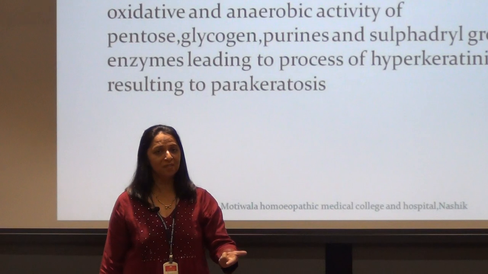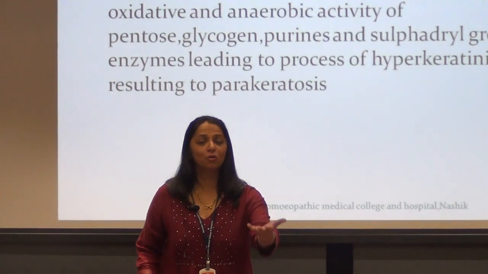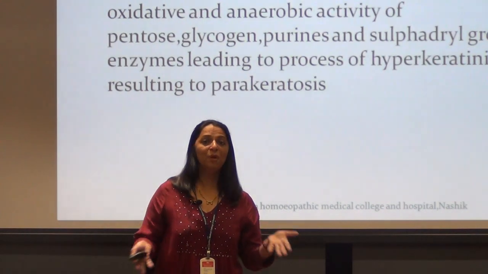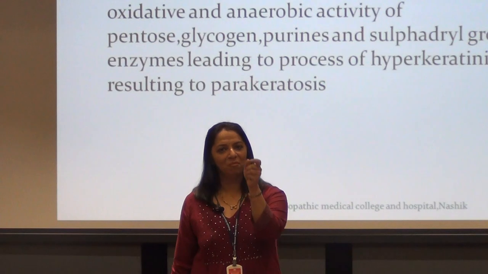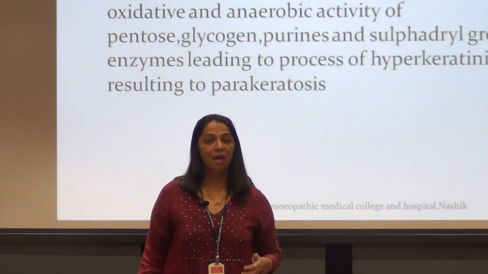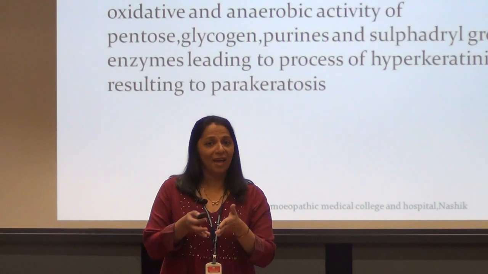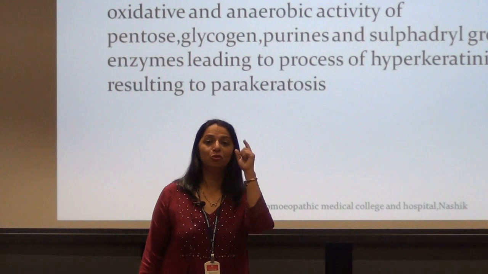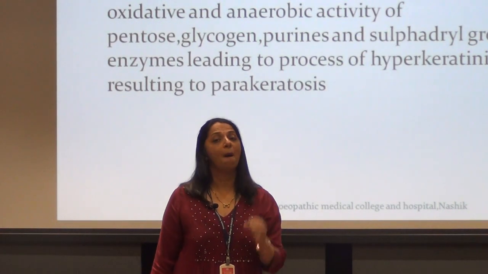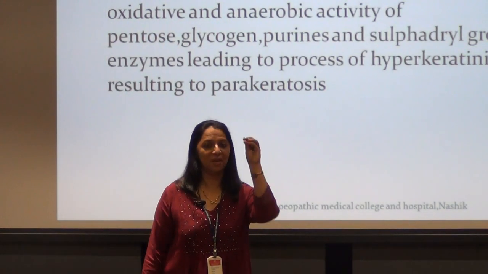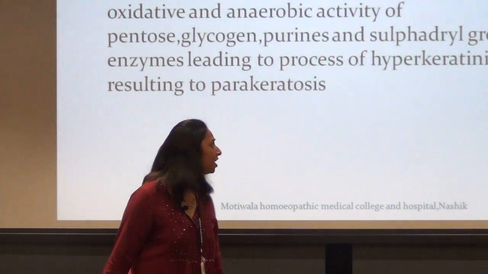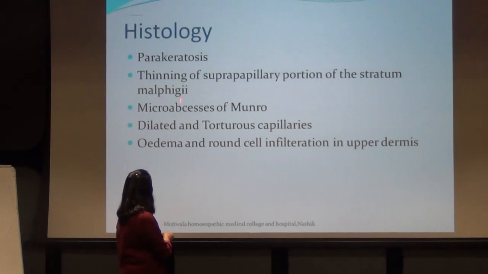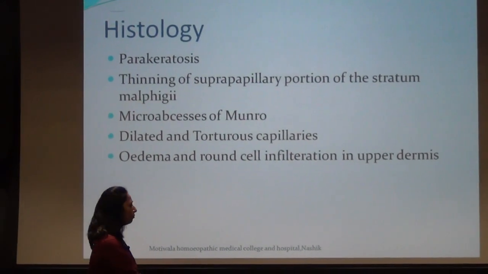Now because there is increased production of cells, naturally the raw material that is needed will also have to be provided in excess. The raw material which is carried through the blood vessels has to be provided in excess. As a result, blood vessels become dilated and tortuous, right? Now since blood vessels are dilated, full of blood, naturally the hydrostatic pressure will increase. As a result, there will be exudation of fluid. This results in two things, edema as well as erythema. Plus, this fluid will get collected at a few spaces and this will result in small abscesses which are called microabscesses of Munro. Right? So here you see that there is parakeratosis and there are microabscesses of Munro.